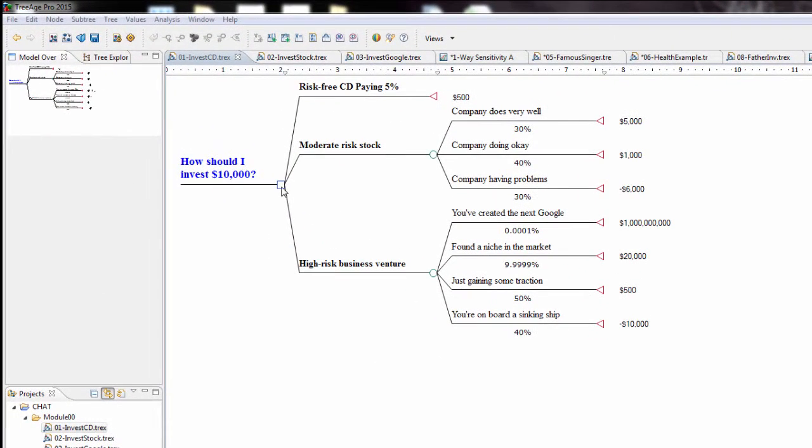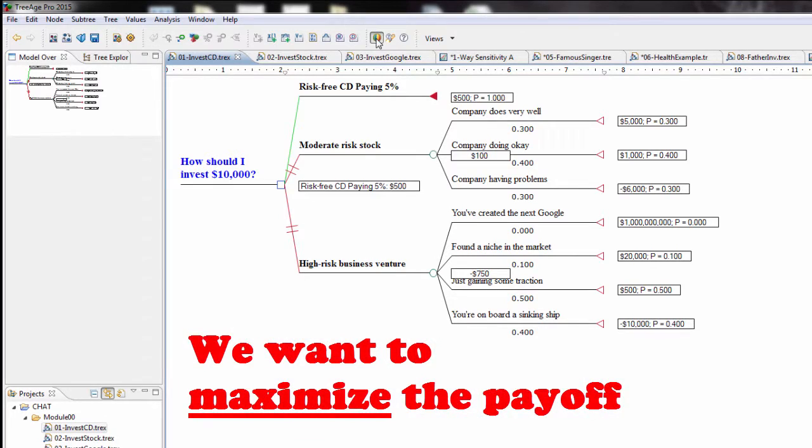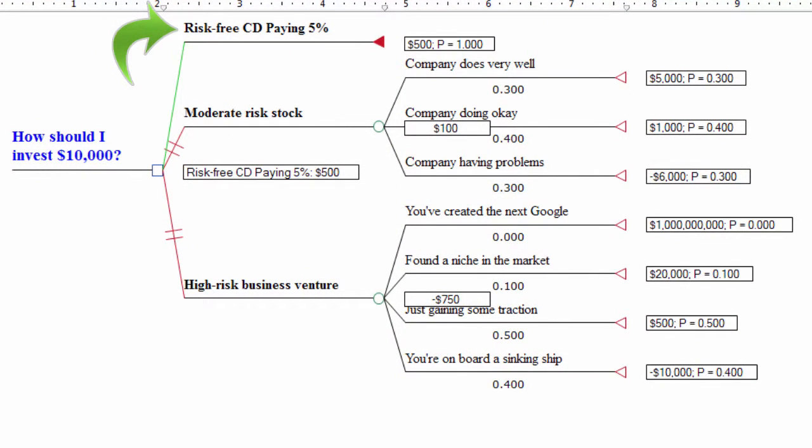From our decision tree, I will click on the decision node and then perform what's called a rollback by clicking on the little beach ball icon up here. Because I've already specified my model so that it returns the investment strategy with the highest estimated monetary gain, you can see it's actually picked the risk-free CD. It also gives you insight as to why.